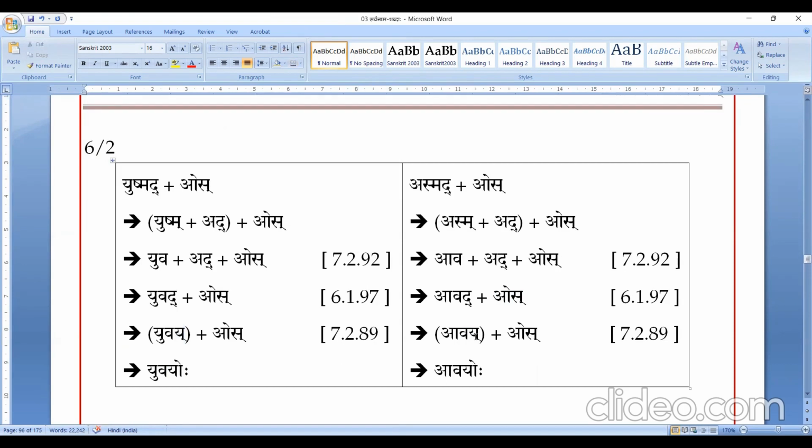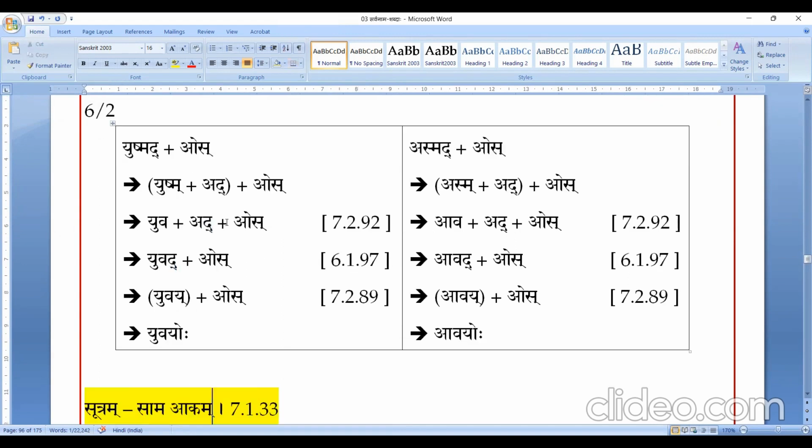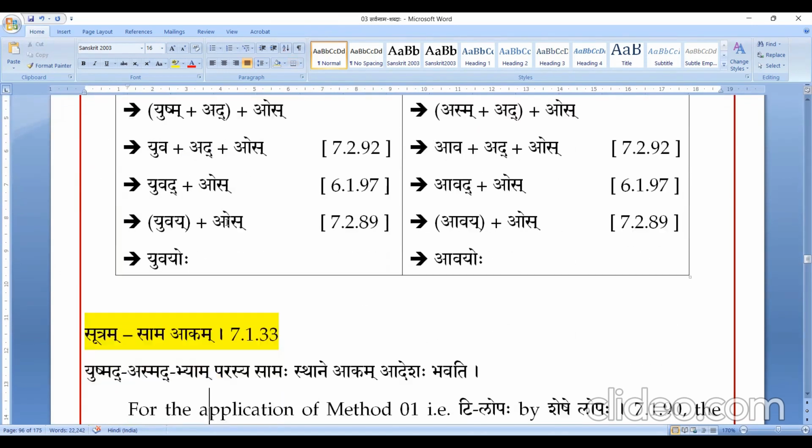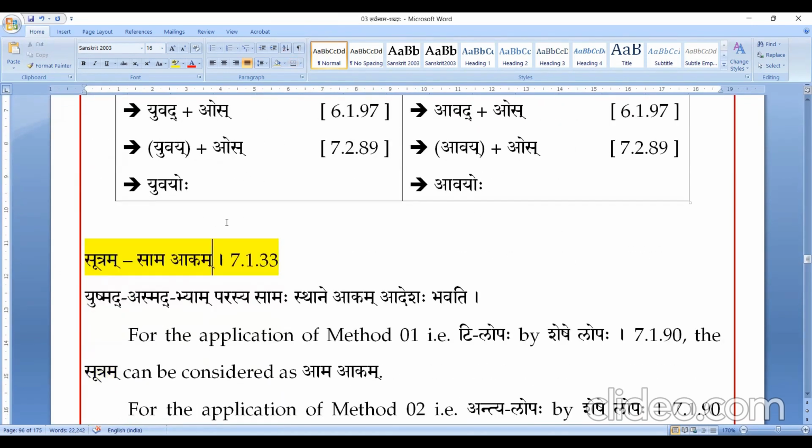Understand? Sheshe Lopaha cannot be applied because Yakara Adesha comes in the place of the Dakara. So, that Yuvad becomes Yuvai, Avad becomes Avai. Then Yuvayoho, Avayoho. Same thing, 7-2 also. 6-2 is done, 7-2 also the same. Then 6-3. Sama Akam, the sutra 7-1-33.